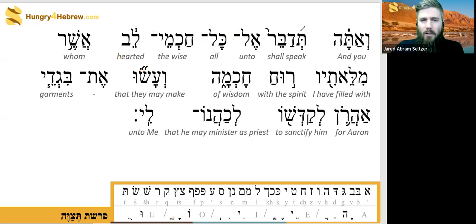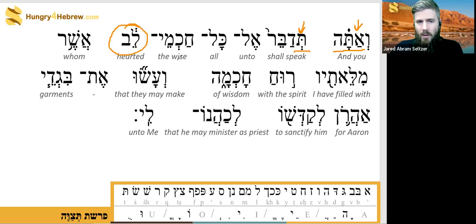Ve'ata tedaber. Do I want to talk about that? No. So, and you, tedaber, Tav says you are the subject. Ata also says you are the subject. Is it necessary in Hebrew to mention the subject if it's already built into the verb? No need to. So then why would someone include it if it's not necessary? Maybe for emphasis. And you and not another shall speak unto all of the wise ones of heart.